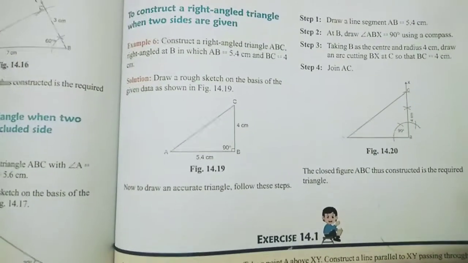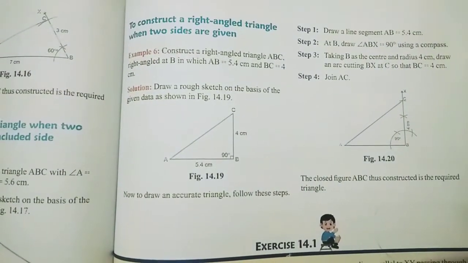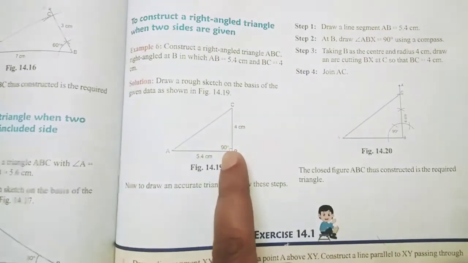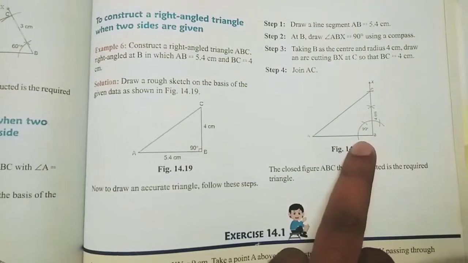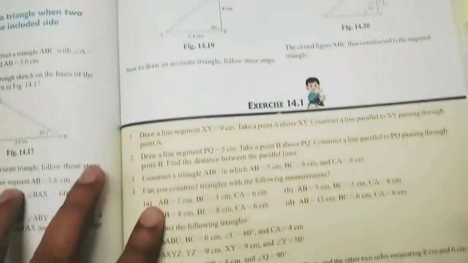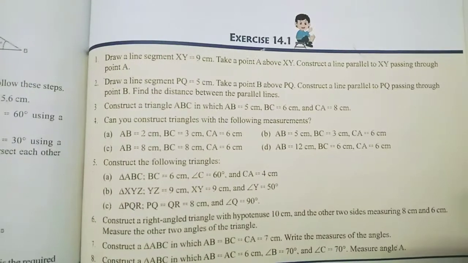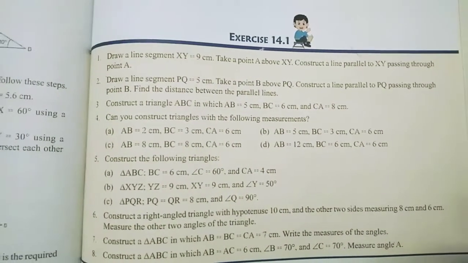And the last topic, to construct a right angle triangle when two sides are given. So two sides will be given, and the 90 degree angle is given. So how to construct the right angle triangle. All these things we'll use in exercise 14.1. So let's start our exercise 14.1.